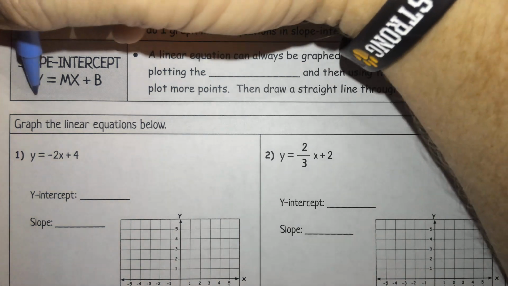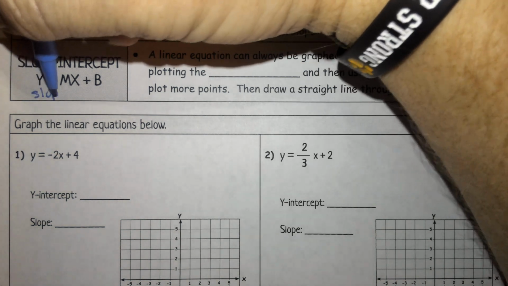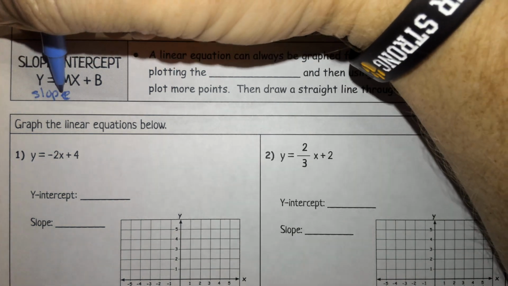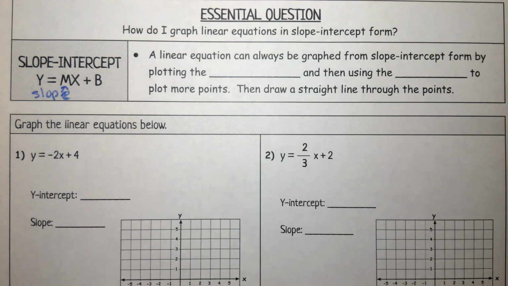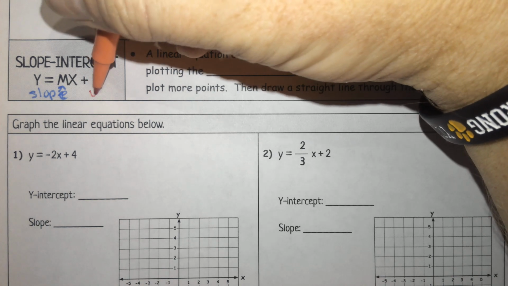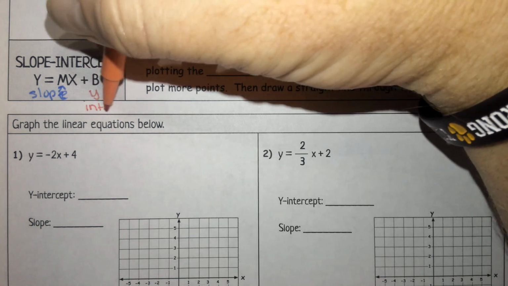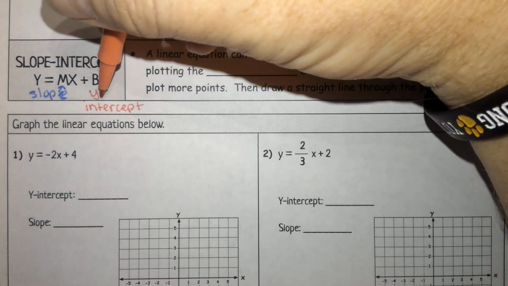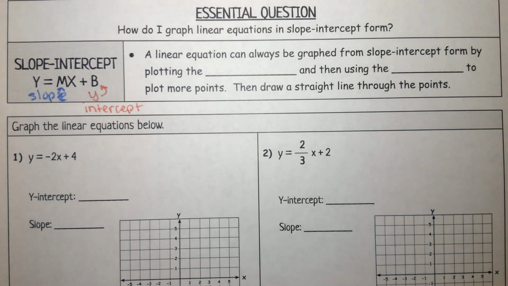Okay, so if we want to write that down, so we have slope, y-intercept. Okay.